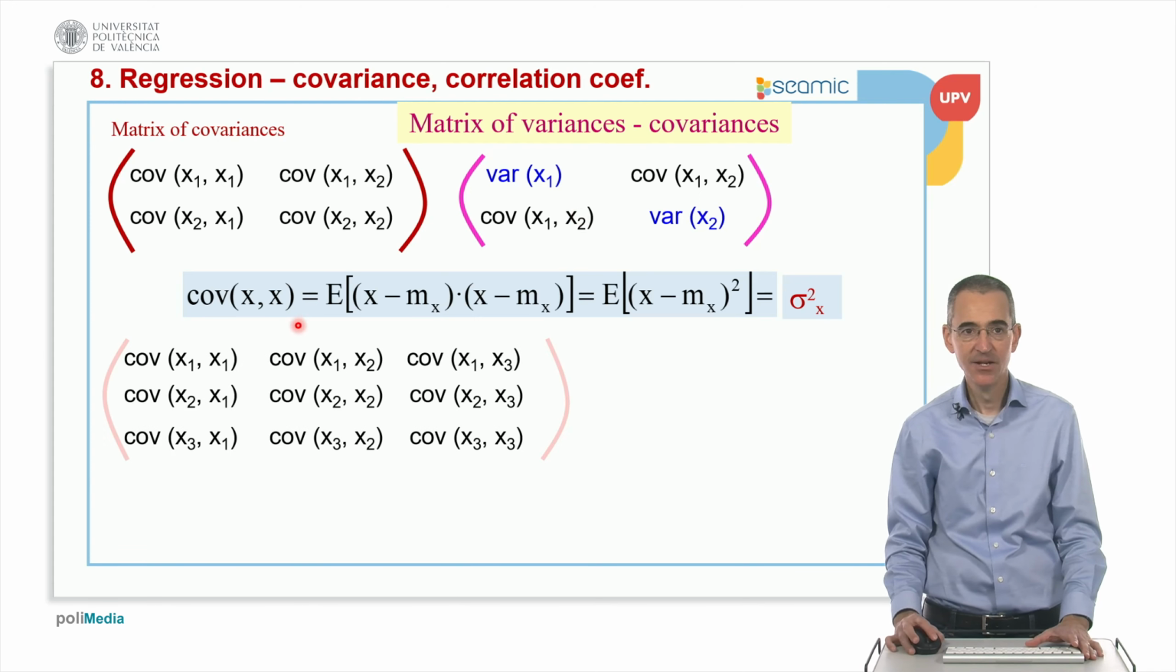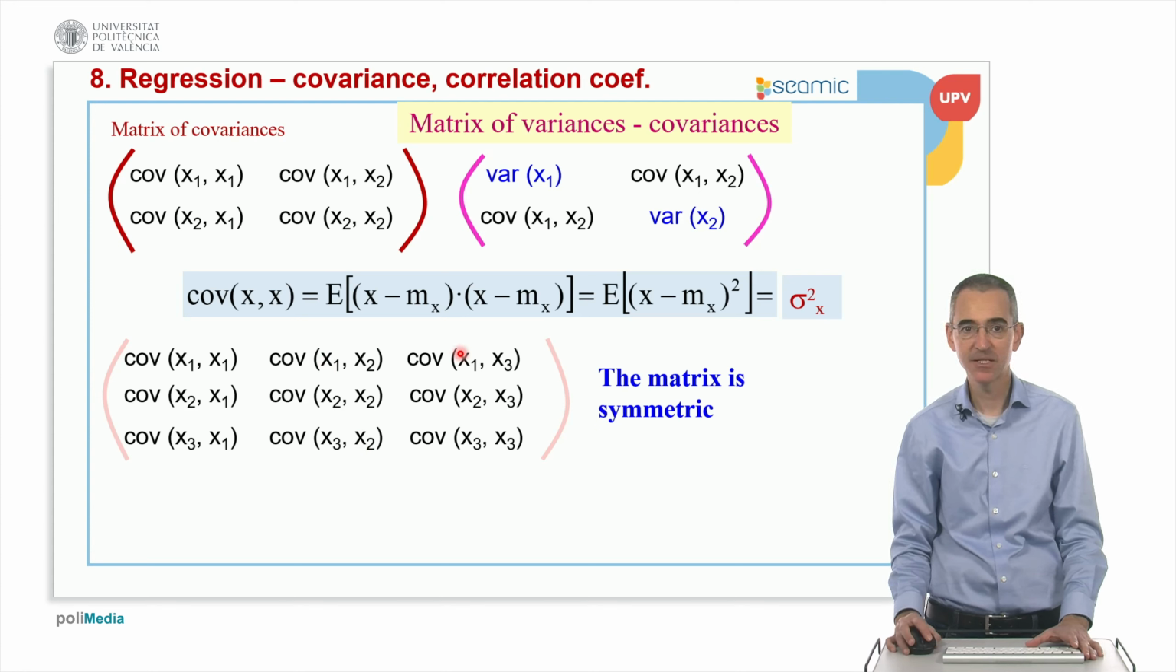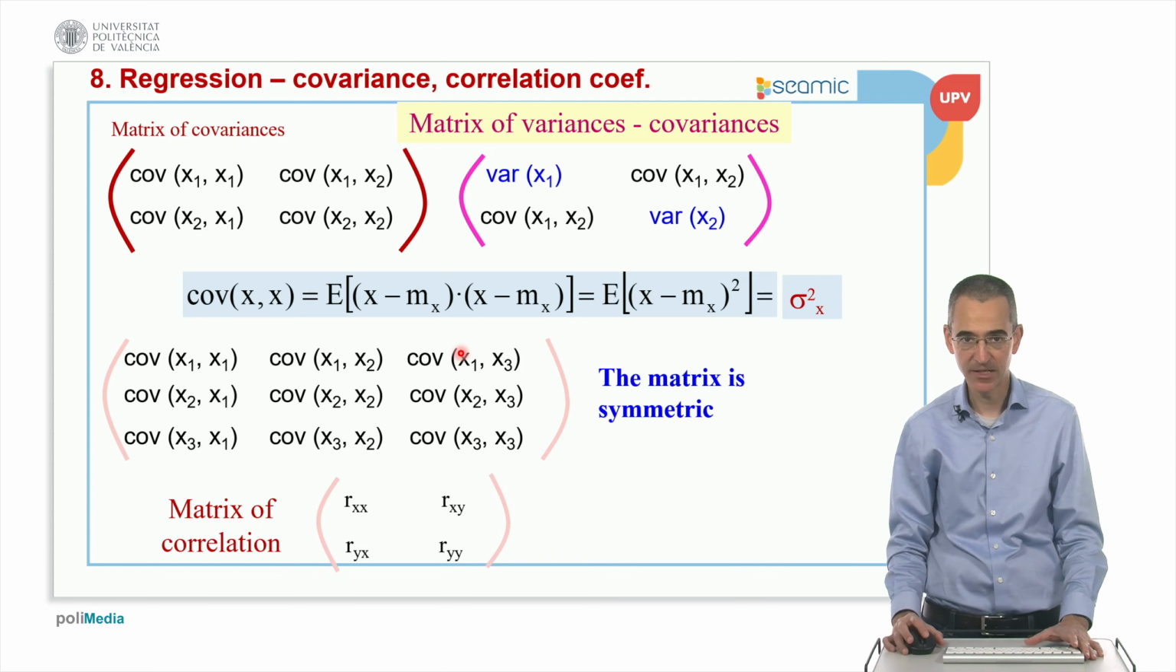Okay, for example, in case we have three variables, these are all pairs of possible combinations of those three variables. So these are all the possible covariances, and then it turns out that the matrix is symmetric. Why? Because the covariance of x1 versus x2 is the same as the covariance of x2 versus x1. So this element and this one are the same, and this is the same as this one, and this element is the same as this one. So the matrix is symmetric.